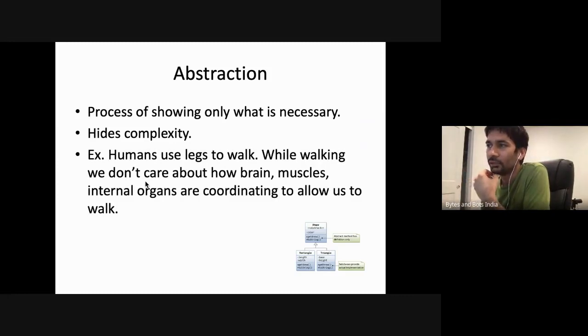For example, humans use legs to walk. While walking, we don't care about how our brain, muscles, organs, and everything else coordinate. We just walk. This is hiding complexity. When we sit in a car and the car is running, we don't care about how everything inside of the engine is working. We just control the car with a steering wheel, a gas pedal, and a brake mechanism. So this is abstraction. We hide the details and make things easy to use.